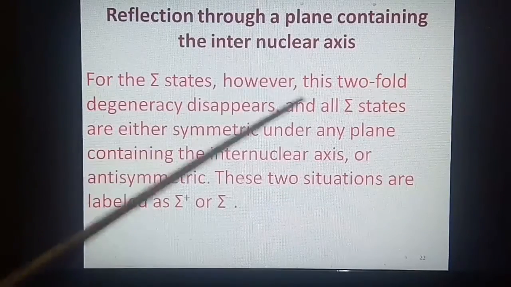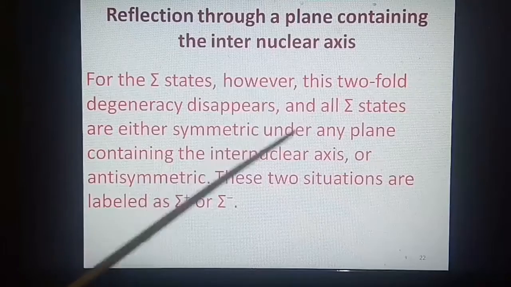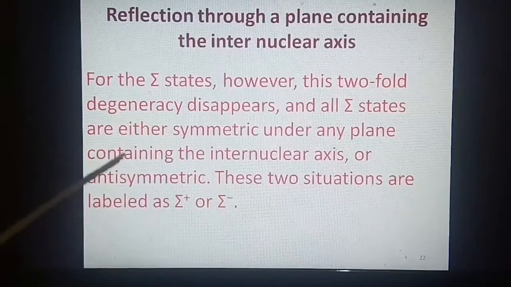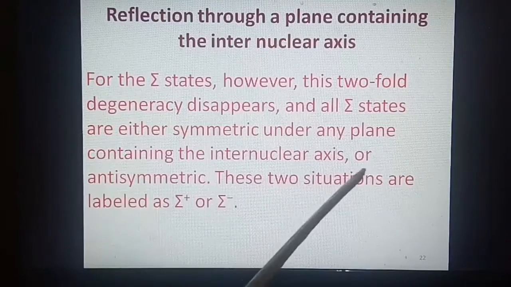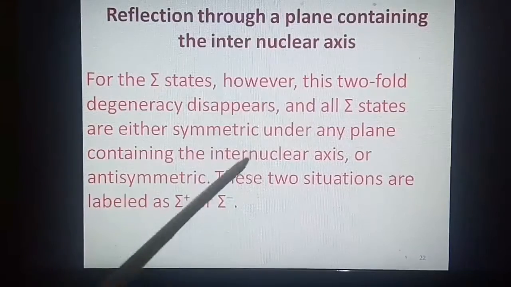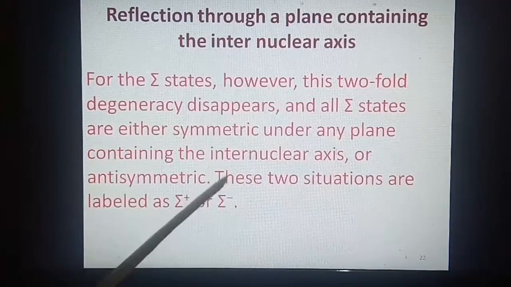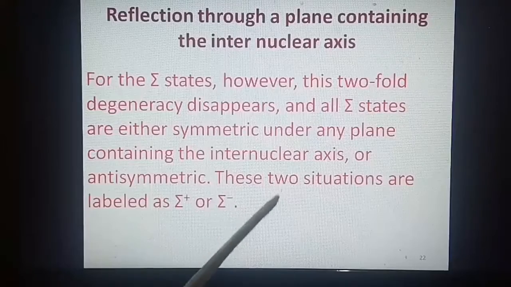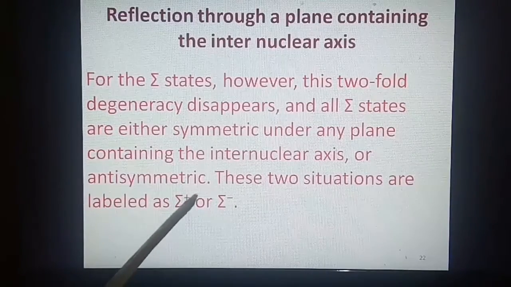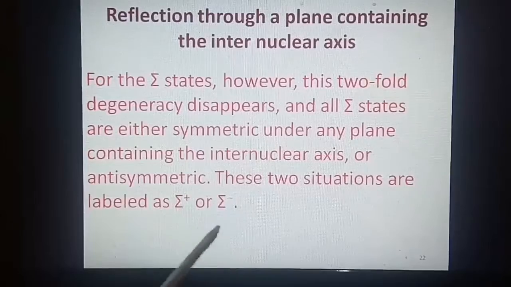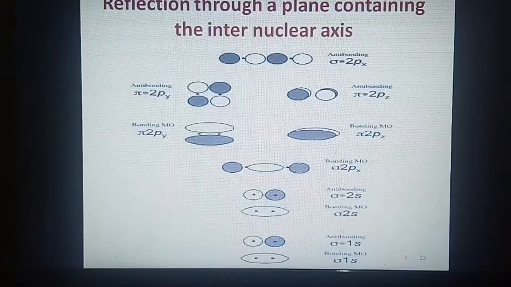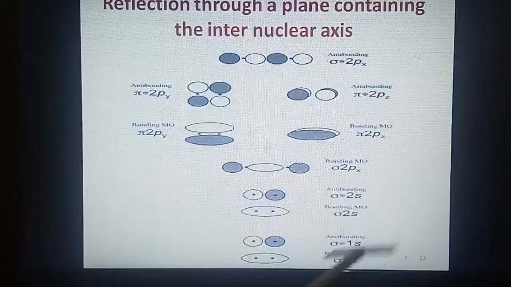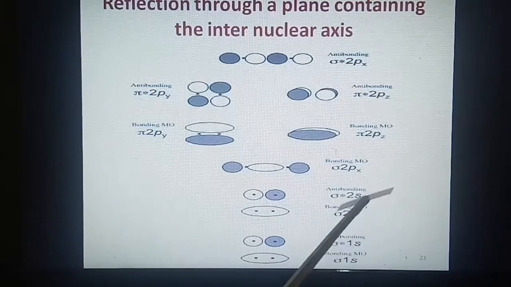For sigma states, however, this twofold degeneracy disappears, and all sigma states are either symmetric under any plane containing the internuclear axis or antisymmetric. So in sigma there will be either the symmetric or the antisymmetric case. These two situations are labeled plus for symmetric and minus for antisymmetric. Here we can explain more how this works. So suppose these are sigma orbitals.